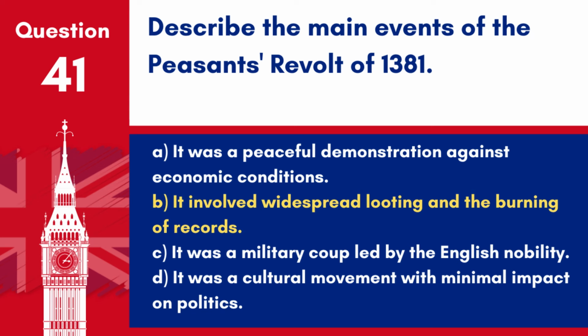Answer B. It involved widespread looting and the burning of records. The Peasants' Revolt of 1381 was a major uprising across large parts of England, driven by demands for the end of serfdom and harsh taxation, involving widespread looting and the burning of legal records and documents.